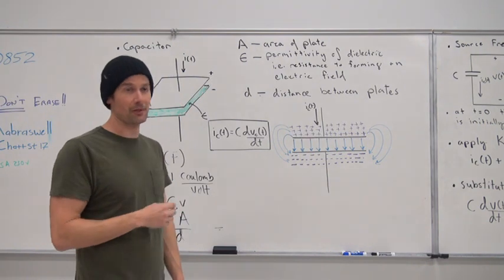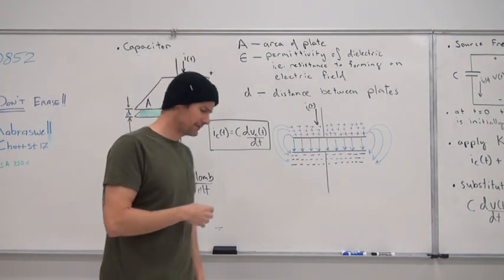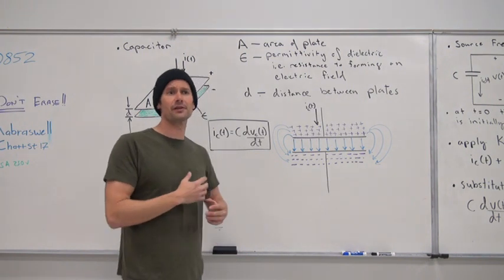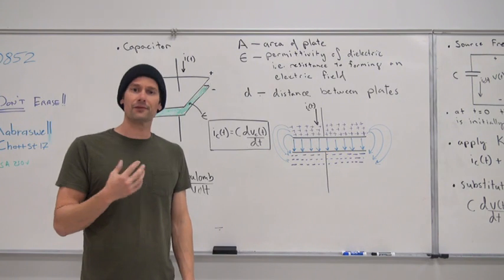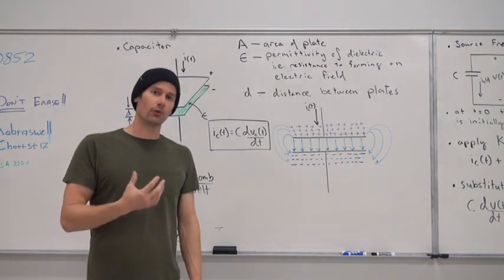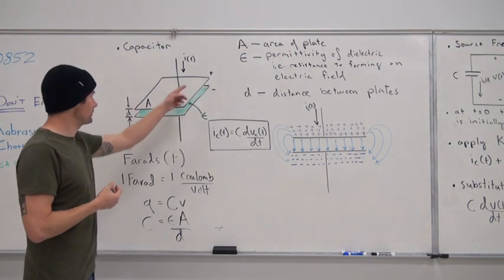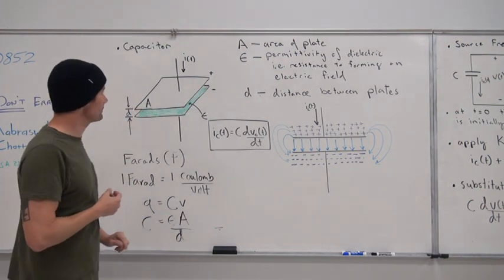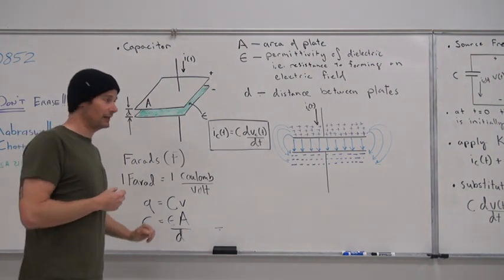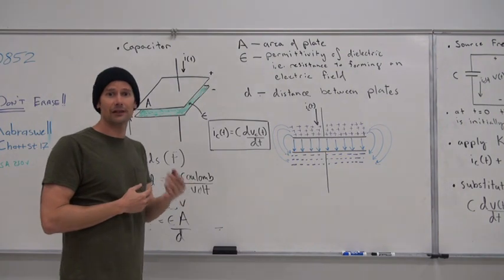So what is a capacitor? Well, in simple terms, a capacitor is an energy storing element that allows us to store positive and negative charge on essentially two plates. And these plates are separated a very, very specific distance. And between those two plates, we have something called a dielectric.